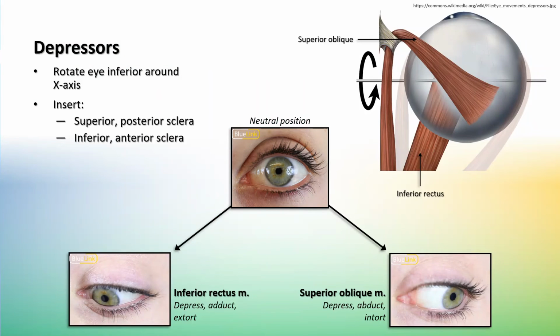Depressors also rotate the eye around the x-axis, but they do so inferiorly. So these muscles are the inferior rectus, which will also adduct and extort, and the superior oblique muscle, which will also abduct and intort. The inferior rectus, like the superior rectus, is going to grab the eye anteriorly, down here. So it pulls back this way, and that is going to force the pupil to rotate inferiorly.